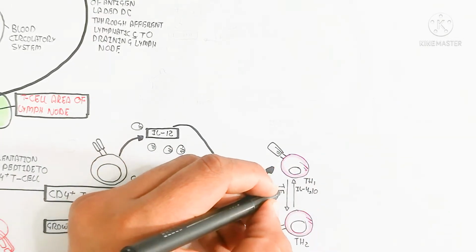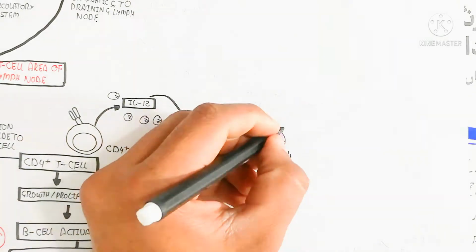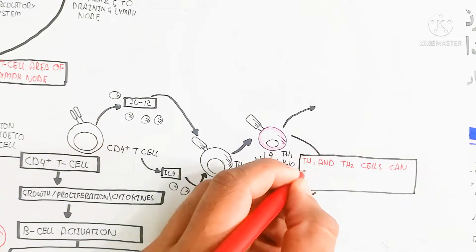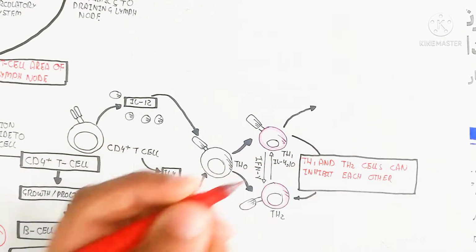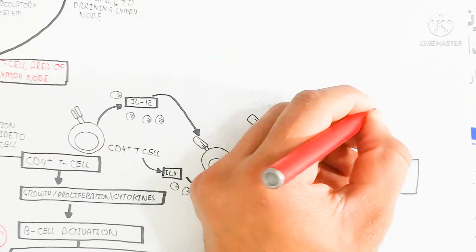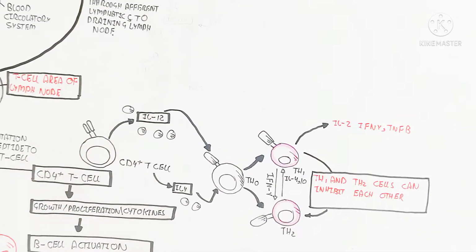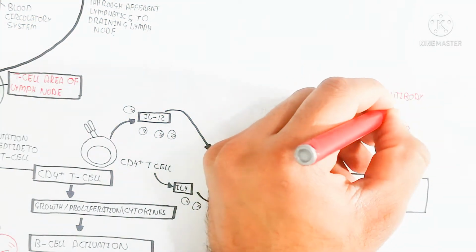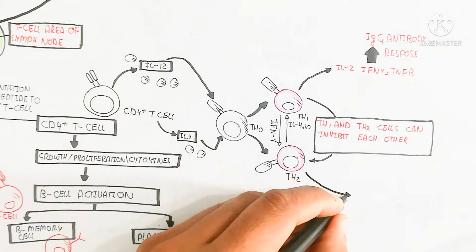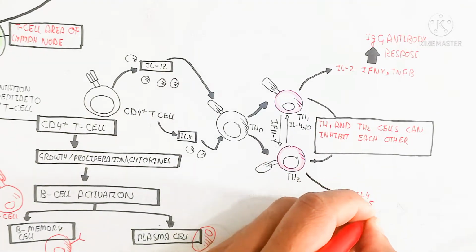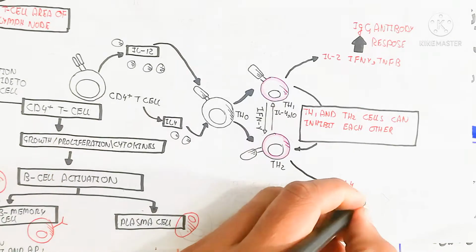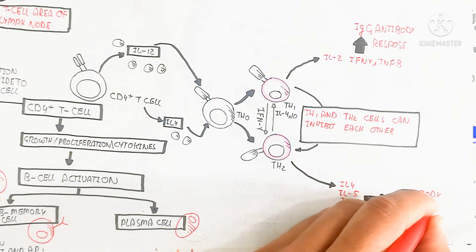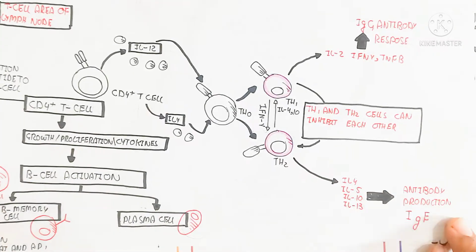Here is the TH1, which is also activated by TH0, and the TH2, which is activated through interferon gamma and interleukin 4 and 10, which are basically required for it. You can see in this diagram. And the TH1 and TH2 cells can also inhibit each other. So here are interleukin 2, interferon gamma, and interferon beta, which stimulate the immunoglobulin IgG antibody response.